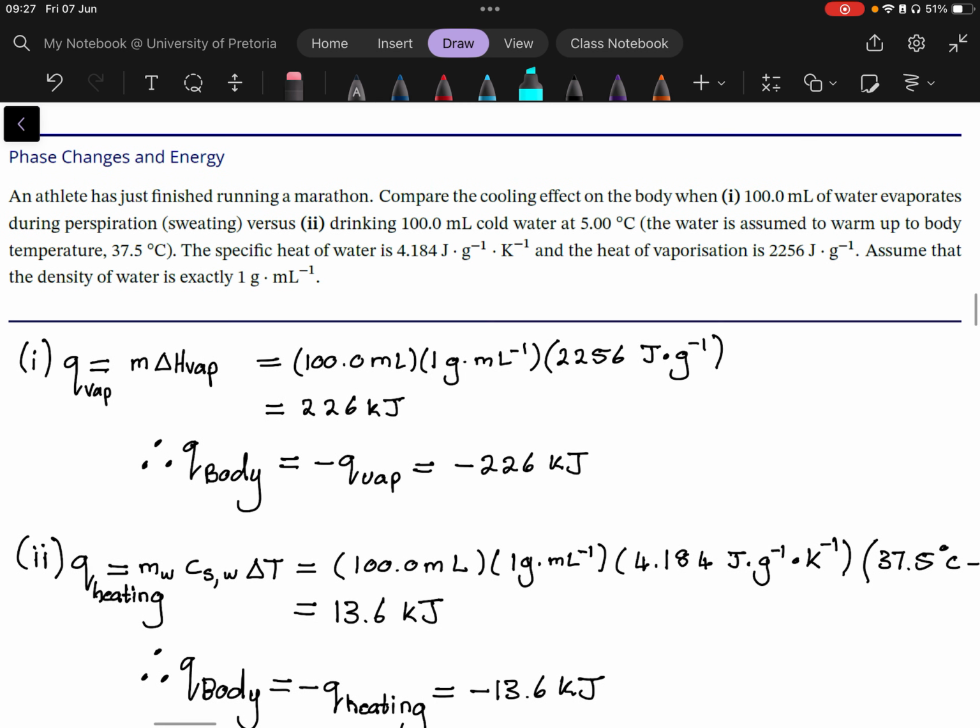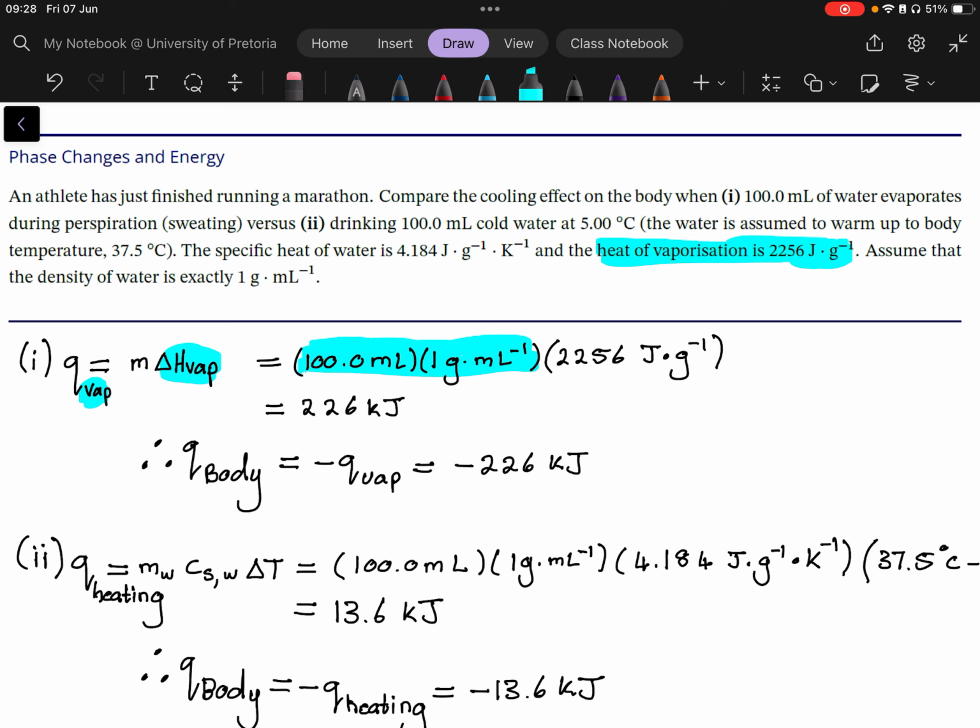So in the first case, we look at water evaporation. To calculate the heat of vaporization, we look at the enthalpy of vaporization and we multiply that with the mass, because the enthalpy of vaporization has units of joule per gram. In other words, if we take the mass of the substance and multiply it by that heat of vaporization, we know how much heat would need to be applied to that mass of substance to get it from the liquid phase to the gas phase.